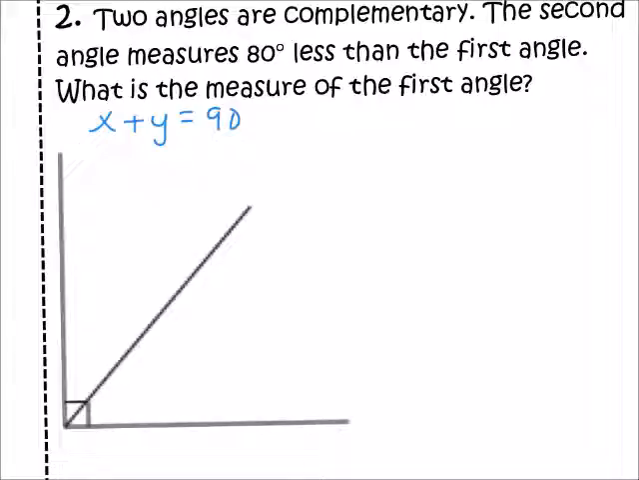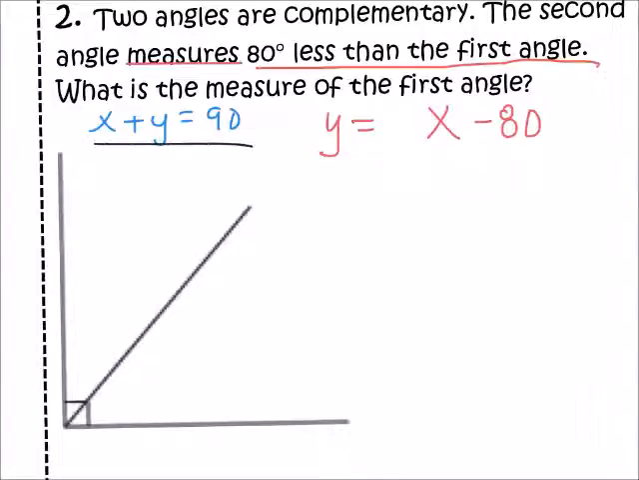Okay, so we can continue on. That was the first statement. And it goes on to say the second angle measures, so we're just going to call the second angle y, and it equals 80 degrees less than the first angle. So we're going to subtract 80 from x. What is the measure of the first angle? Now we're only looking for the value of x, but we still have two equations.